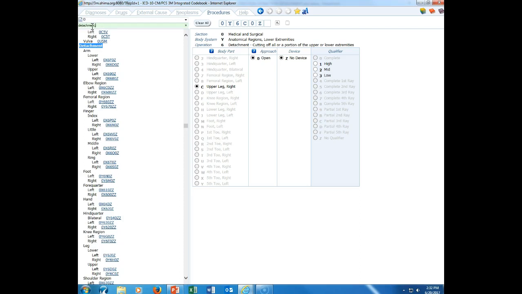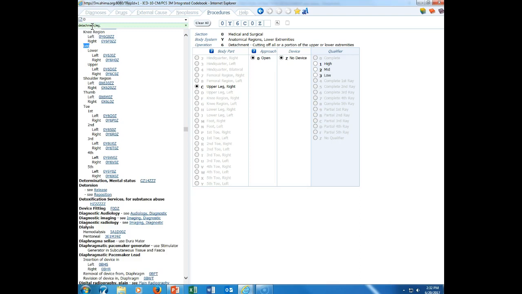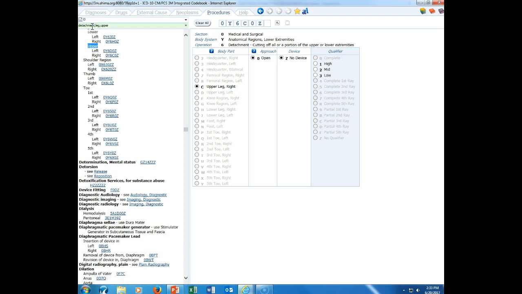And then we have leg. And this is above the knee. So it is the upper leg. And it's actually on the right. And so when we choose this code, it takes us to the table 0Y6C0Z, and then we have to choose the qualifier of either high, mid, or low.